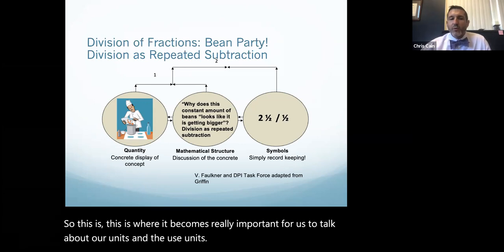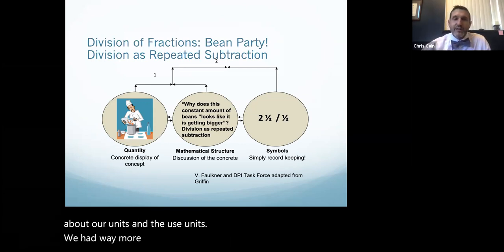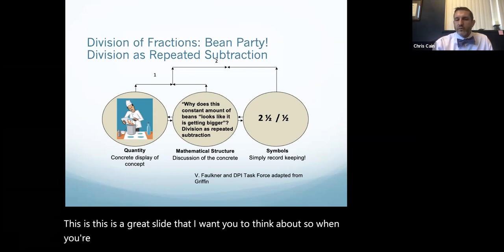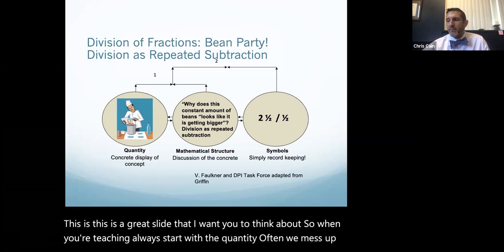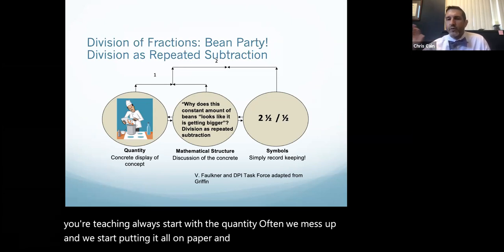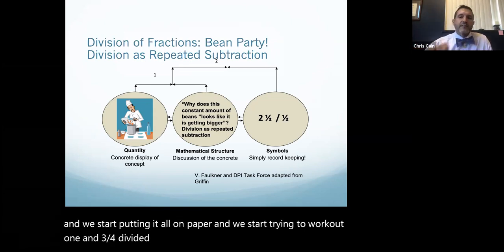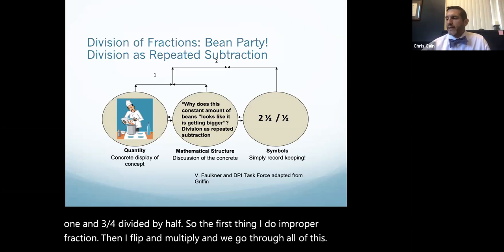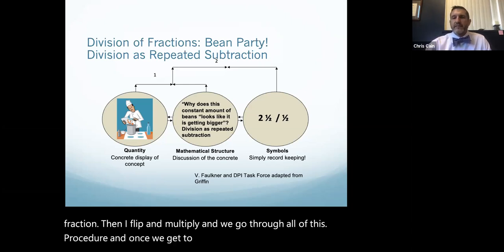We had way more slides to cover, but we are running out of time. This is a great slide that I want you to think about. When you're teaching, always start with the quantity. Often we mess up and we start putting it all on paper and we start trying to work out 1 3/4 divided by a half. So the first thing I do, improper fraction, then I flip and multiply, and we go through all of this procedure. And once we get to 3.5, then we go back and try to make sense of it.